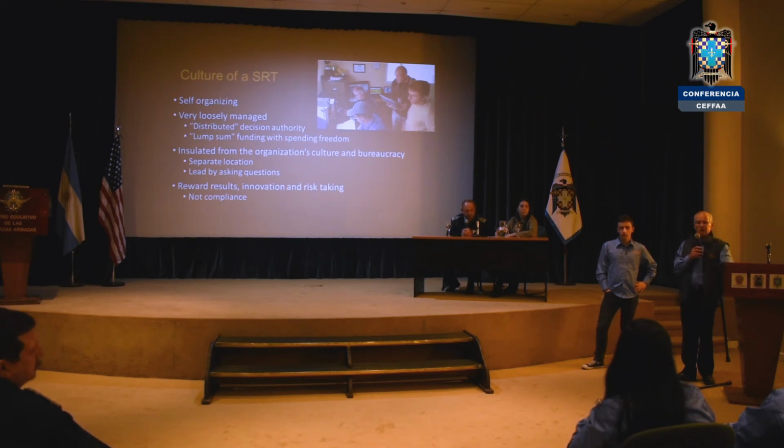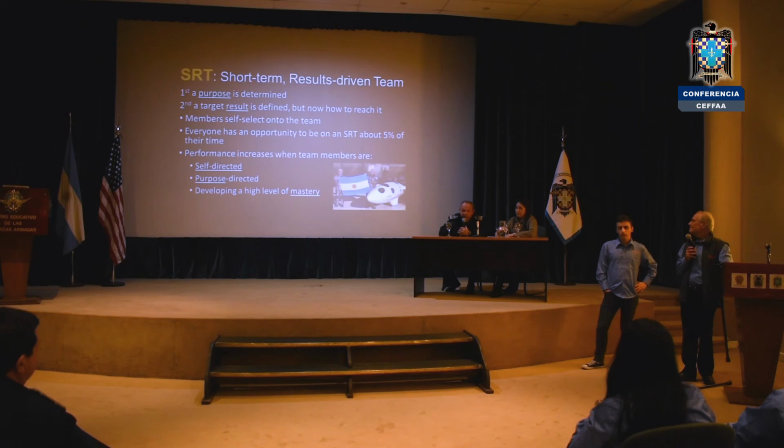So teams like this are rewarded for taking risks. Estos equipos son recompensados por tomar riesgos, and they're rewarded on getting results, y son recompensados por lograr resultados. So the first thing that you need is a purpose. Lo primero que ustedes necesitan en estos grupos es un propósito. And you don't tell the team how to do the work. Y ustedes no tienen que decir al equipo cómo tienen que alcanzar el objetivo.